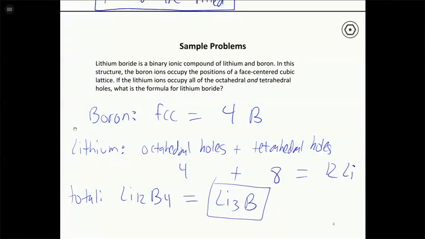All right, so these are the kinds of problems you're going to be able to do. If you know how to count the different holes and some of the major differences between them, you'll be able to do most of these things. Any questions on that before I move on to the new stuff?